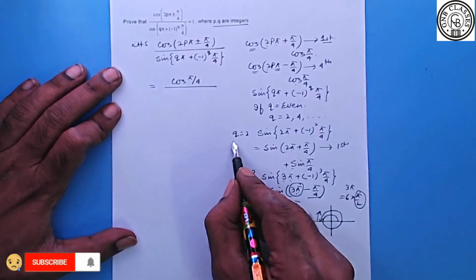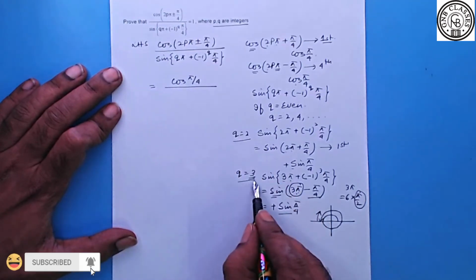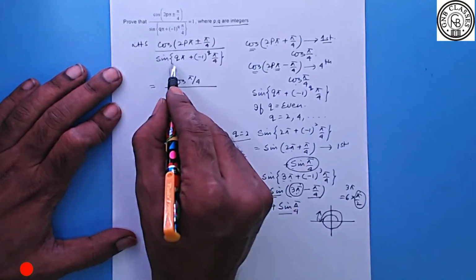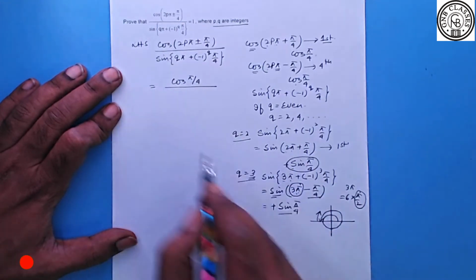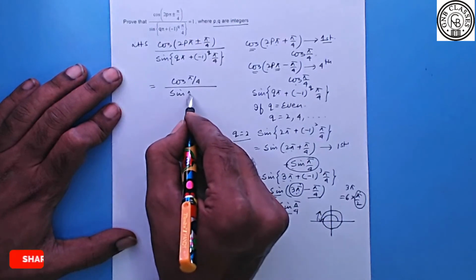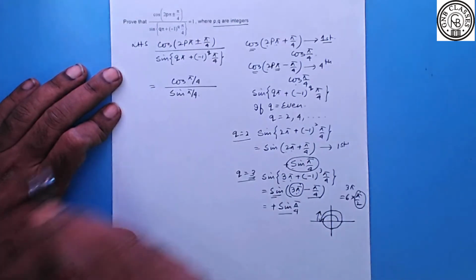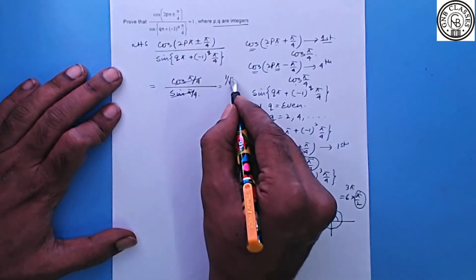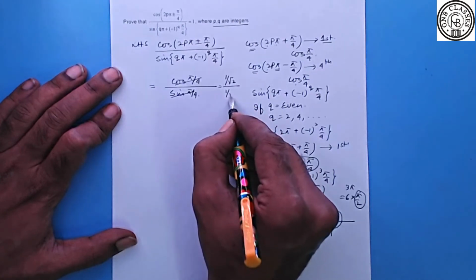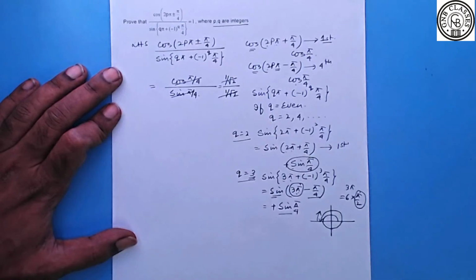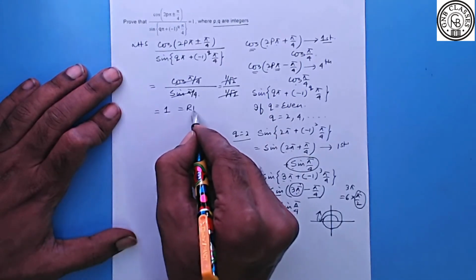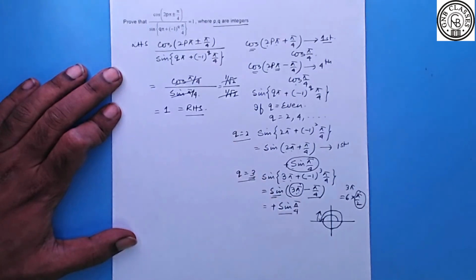So what we have learned is that whether q is even or odd doesn't matter. Every time we are getting the value of the denominator as sine pi by 4. So this goes off. Why? Because cos pi by 4 is 1 by root 2, and sine pi by 4 is 1 by root 2. So they are equal, they go off, and it will give you 1, which is nothing but your right hand side.